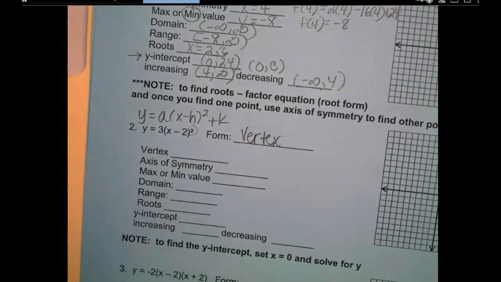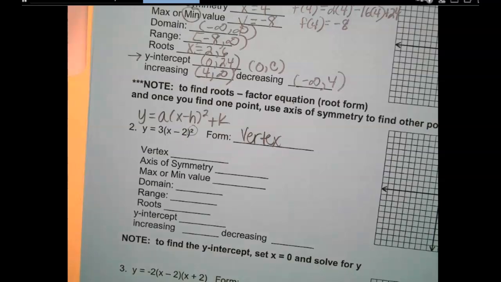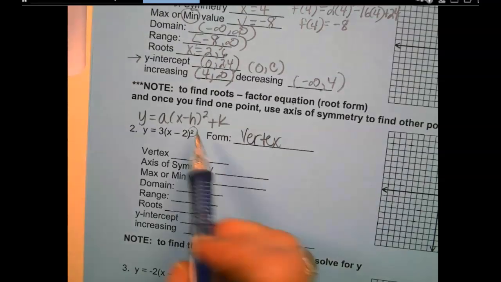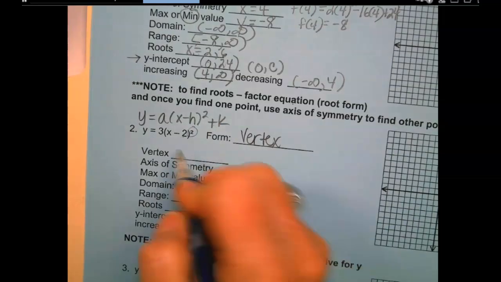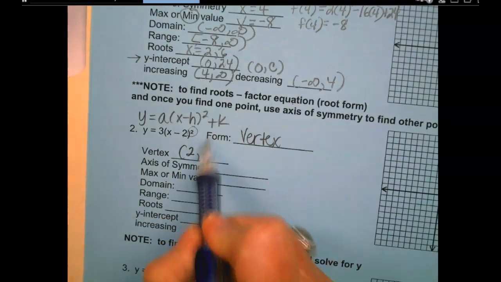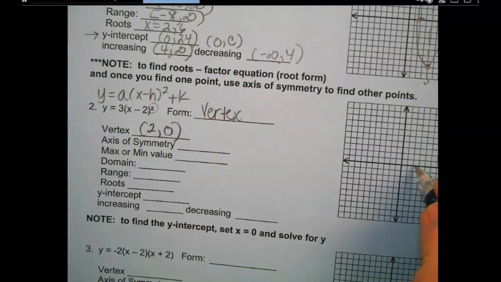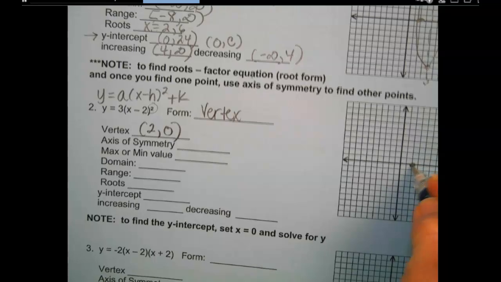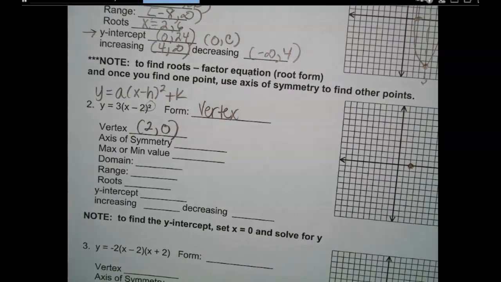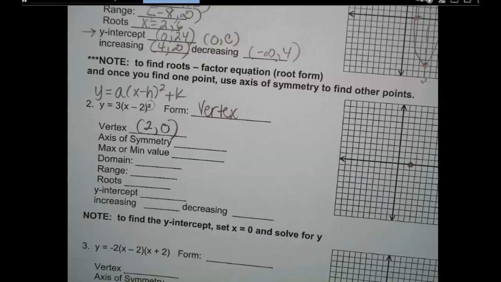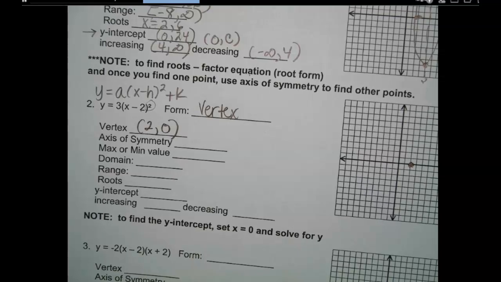So clearly, vertex form, what do I get easily? The vertex, which is the H and the K. So my H is 2. Y'all, what's the K? 0. So if I put this on the graph, there's the vertex. Which axis is that on? So if it's 2, 0, that is also what? It's also the root, isn't it? Because it's on the x-axis.